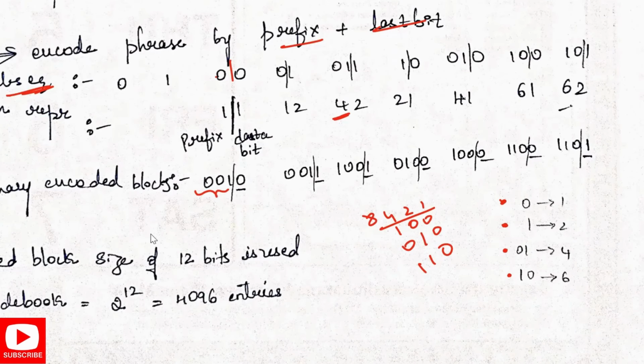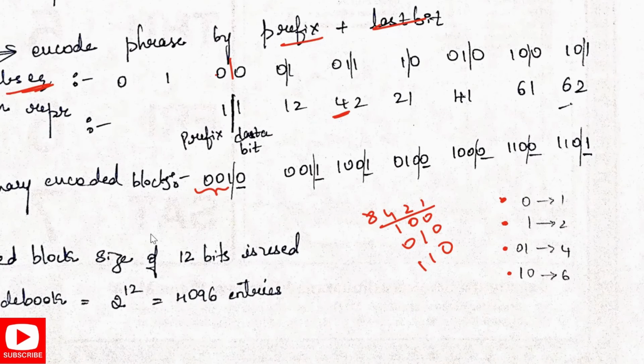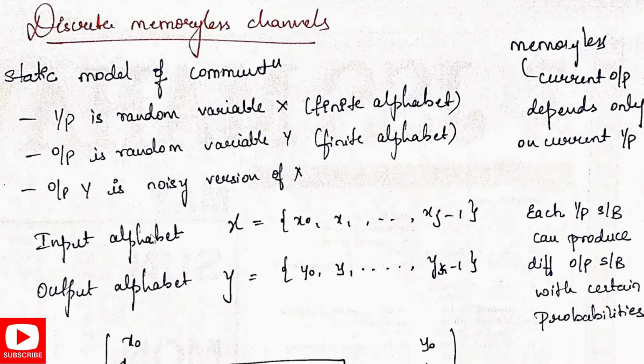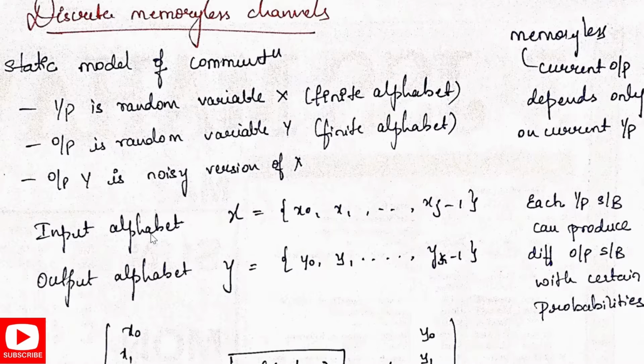Next, you need to know the fixed size of the block. A fixed block size of 12 bits is used. So in the code book it should be 2 power 12, that is 4096 entries in the code book. So this was all about that type of coding. If they ask you to explain it, you have to write it clearly.